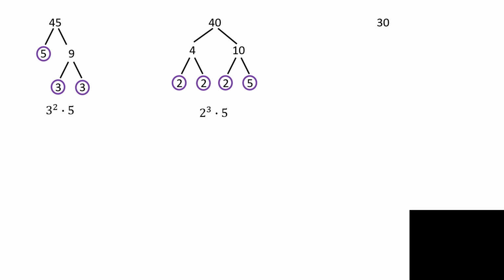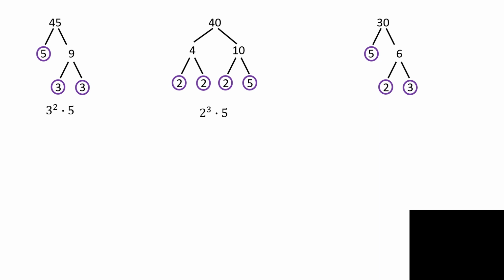Next one is 30. Do you want to challenge yourself? Try to make the tree before I do? I'm going to start the tree by doing 5 times 6. You might have started with 3 times 10. You might have started with 2 times 15. I start with 5 times 6. Circle the 5 because it's a prime number. Put branches underneath the 6 because it's composite. 2 times 3 is 6. Those are each prime numbers.